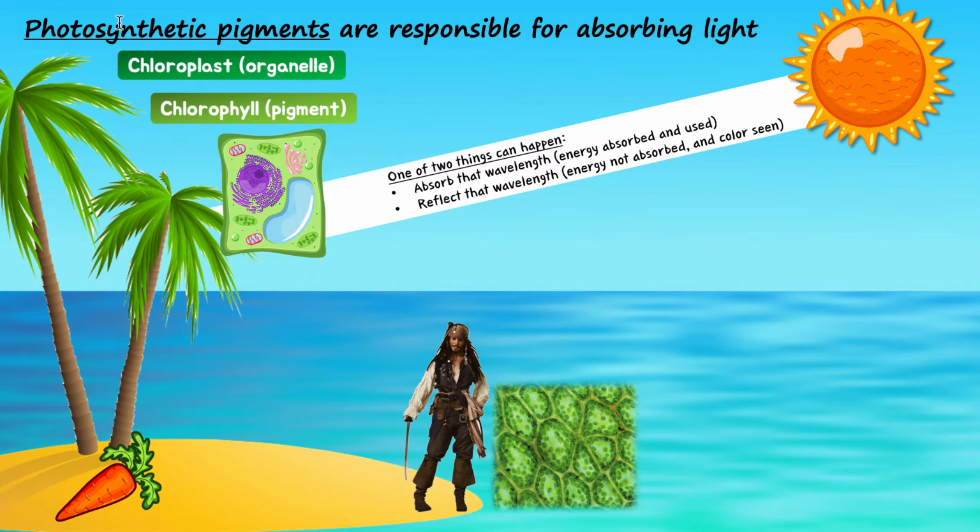So there are many kinds of photosynthetic pigments. The main one that we need to care about is chlorophyll. It's a kind of pigment, the main one, inside our thylakoids, and that is the one that's going to specifically absorb light. Now when light is shined at our cell, at our chloroplast, at our thylakoid, at our chlorophyll pigment, these photosynthetic pigments can do one of two things. They can either absorb a wavelength or reflect a wavelength.